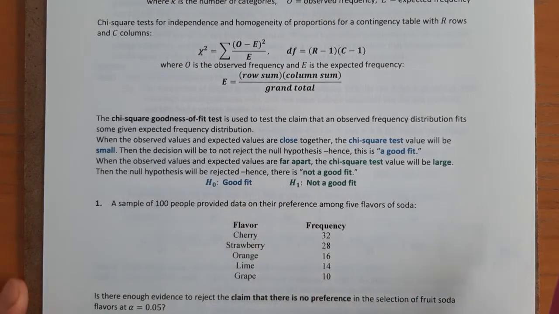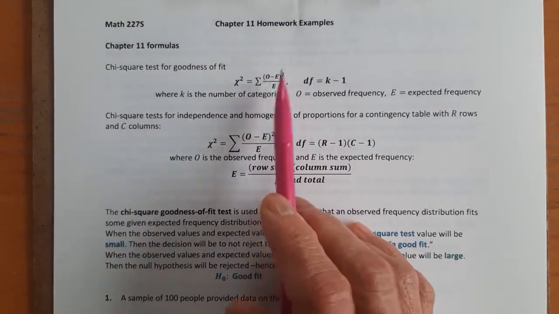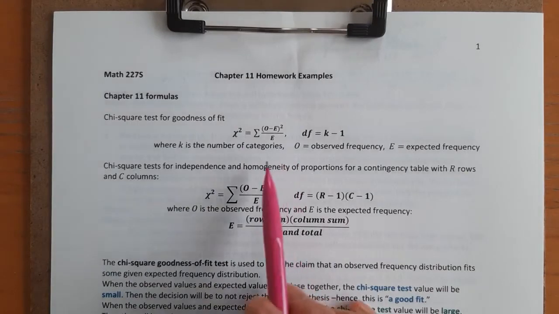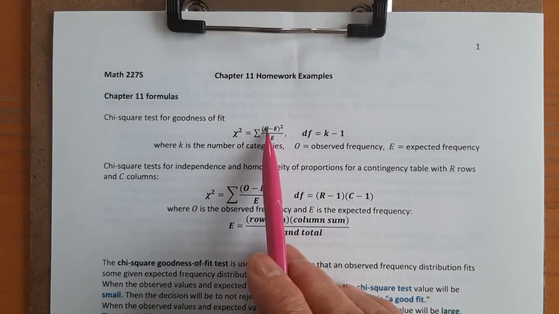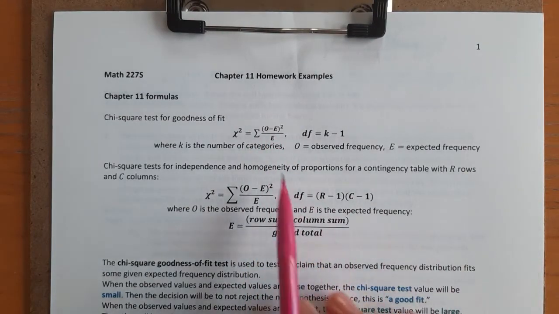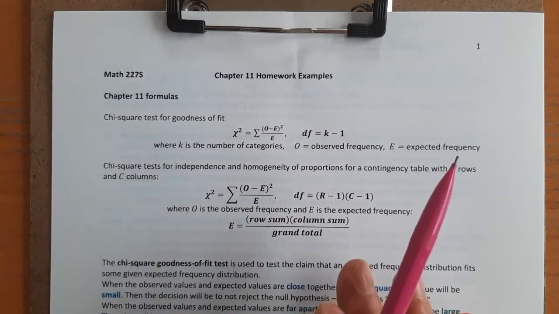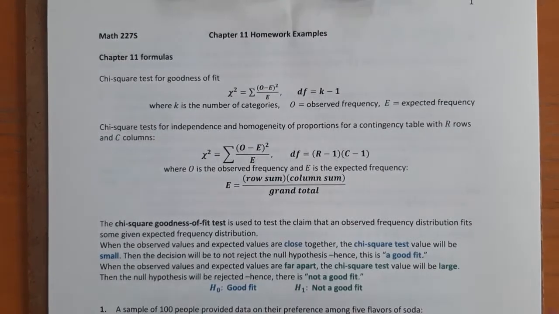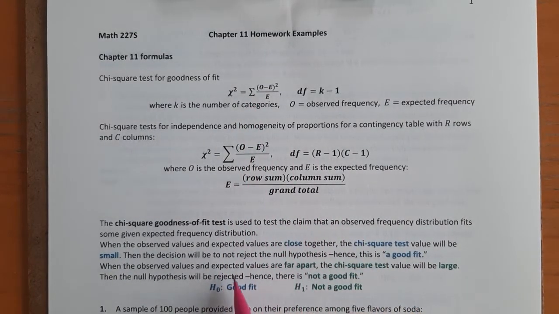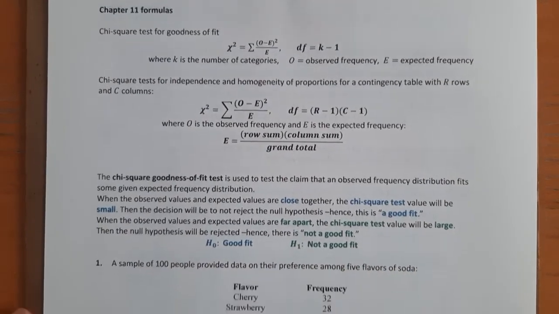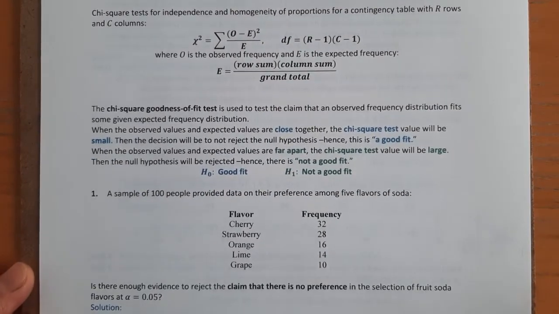When the observed value and the expected value are close to each other, O minus E is small. So chi-square is small. So when chi-square is small, then we suppose H0. So we set H0 is a good fit. And H1 is not a good fit.